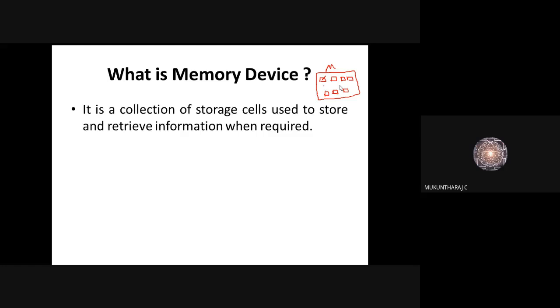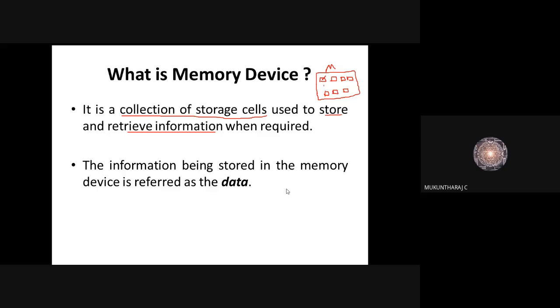Nowadays 1 gigabyte, 1 terabyte memory devices are possible by combining 1 bit storage cells, right? So a memory device is a collection of storage cells which are used to store and retrieve the information when required. This is your memory device. In this, we have a lot of single bit storage cells, right?